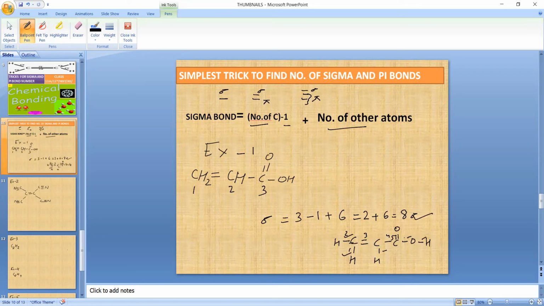The number of pi bonds is 1 and 2. Then 2 pi bonds are there. So 8 sigma bonds and 2 pi bonds are there. Let me take one more example.